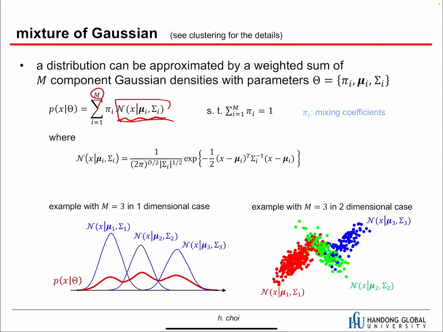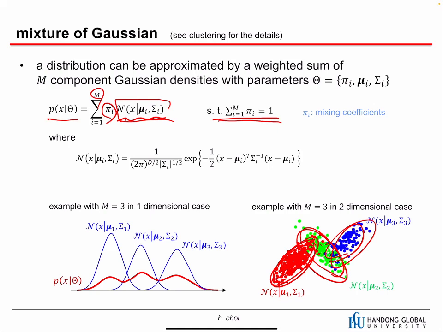Each one corresponds to one cluster. So we have one Gaussian here, and another Gaussian here, and another Gaussian here. And then we have to find the best weight for the distributions, because without this, it is not a probability. To make it a probability, we need this one, the mixing coefficient.